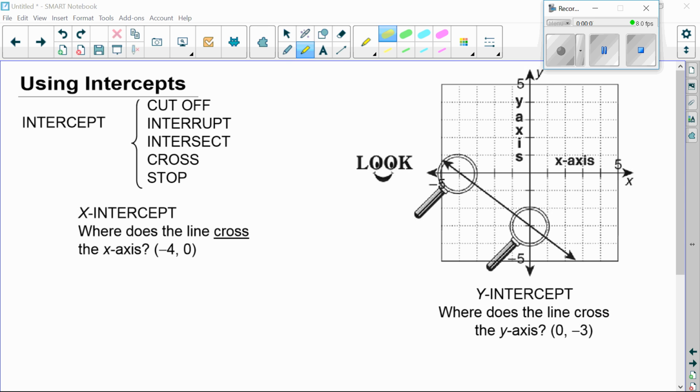So first I want to explain what an intercept is. There's two types in a coordinate plane. You have your x-intercept, where it cuts off on the x-axis, and then you have your y-intercept, where it cuts off on the y-axis. Okay, so notice that this point here is negative 4, 0. So that's the x-intercept, and this point here is 0, negative 3, and that's the y-intercept.